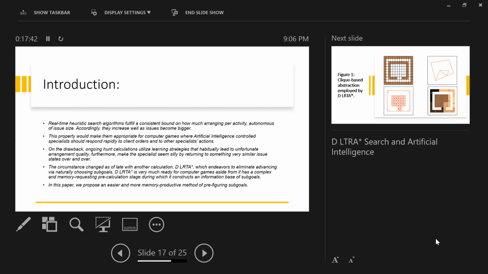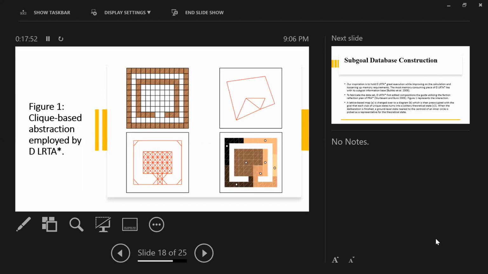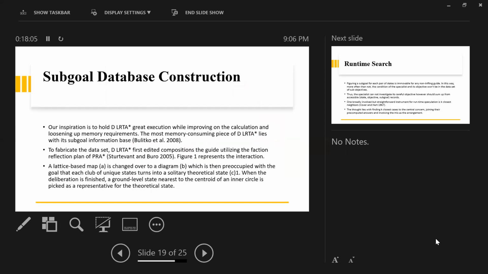And in this paper, we propose an easier and more memory productive method for our sub goals. Next, here are 4 diagrams which we can describe as a basic way to show the DLRTS search. Next one, the second part is sub-goal database construction.